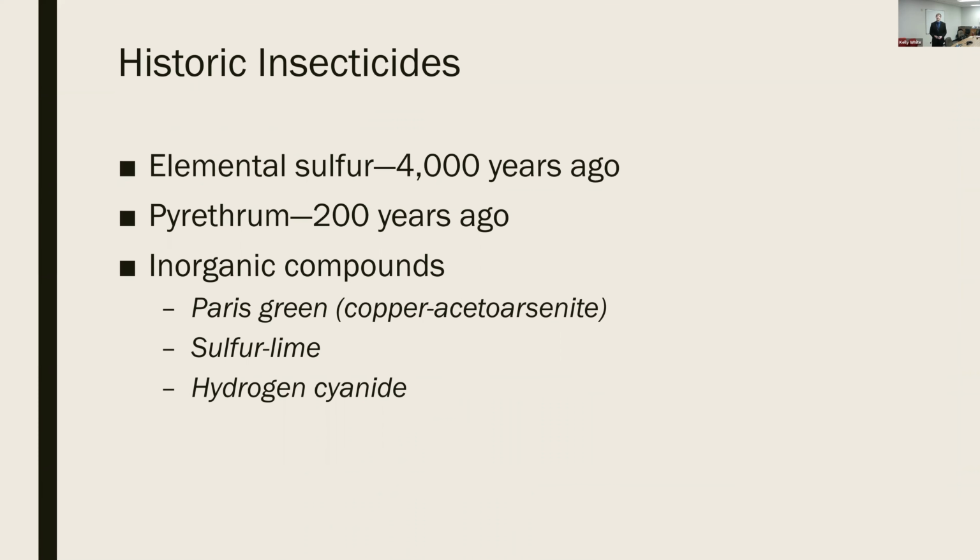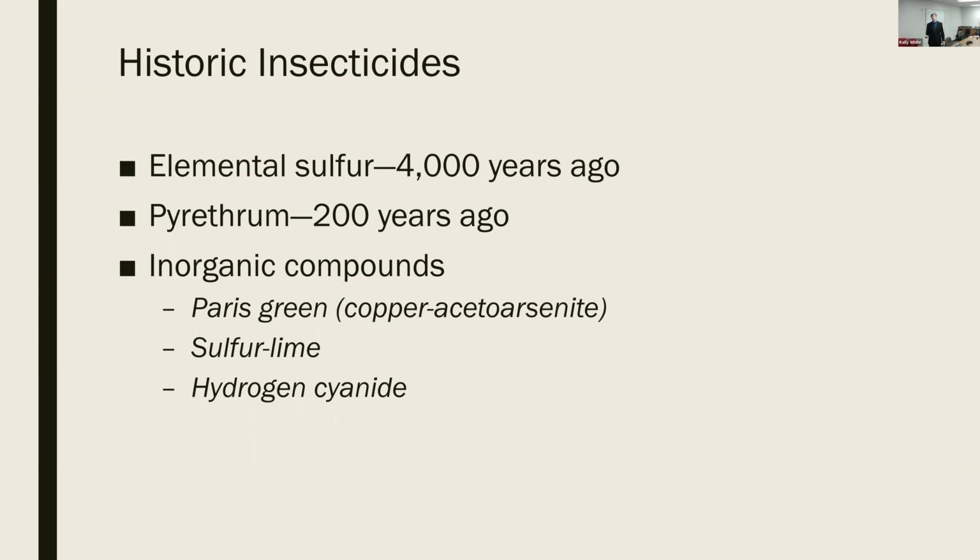Looking back historically at insecticide use, the first recorded uses of insecticidal products go all the way back 4,000 years ago in several ancient cultures, where they used elemental sulfur dusts to protect their crops.